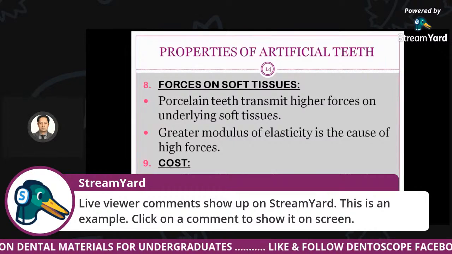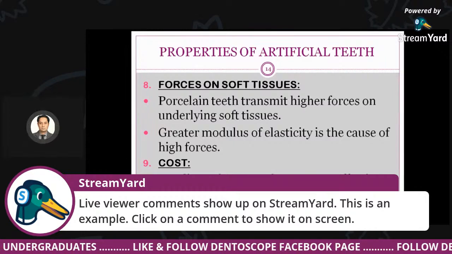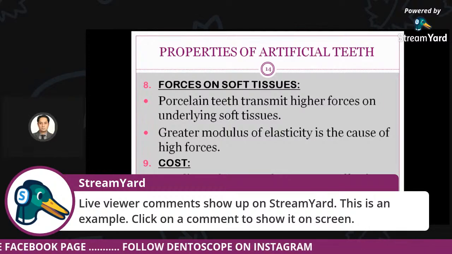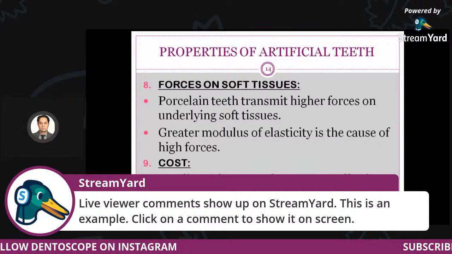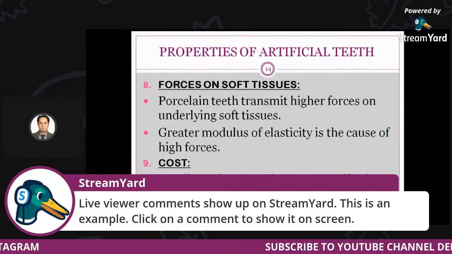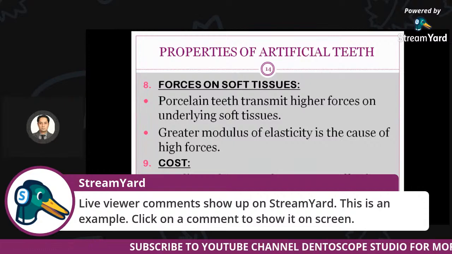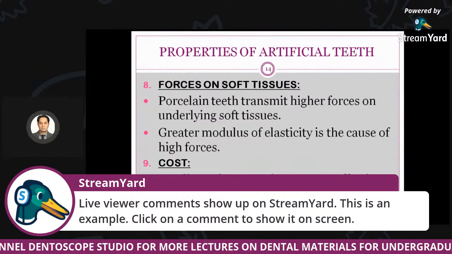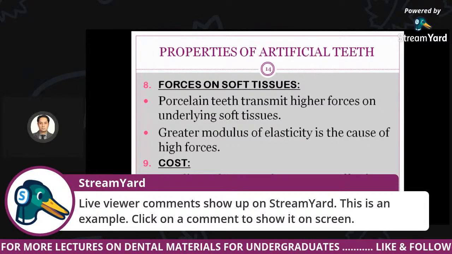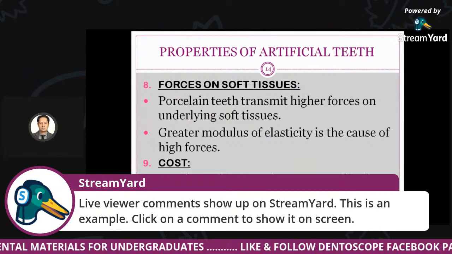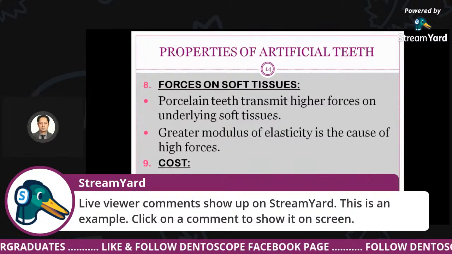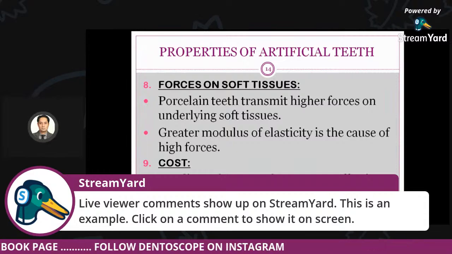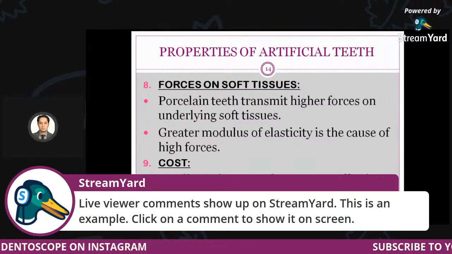Then lastly, if we compare the cost effectiveness of both the acrylic and the porcelain teeth, the acrylic teeth are much more cost effective as compared to the porcelain teeth. If we compare the price of both of these types of artificial teeth, acrylic teeth are much cheaper and cost effective as compared to the porcelain teeth. Porcelain teeth are very expensive, and not every patient can afford to have a denture made up of porcelain teeth.